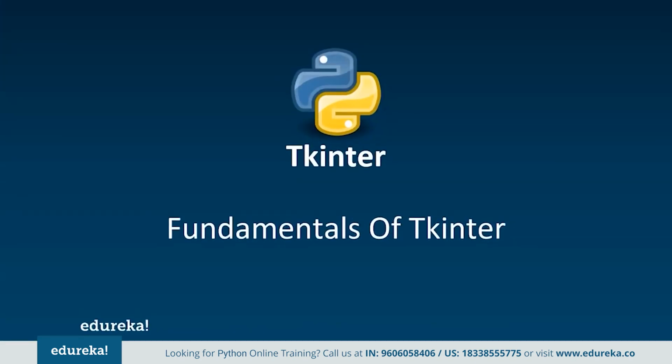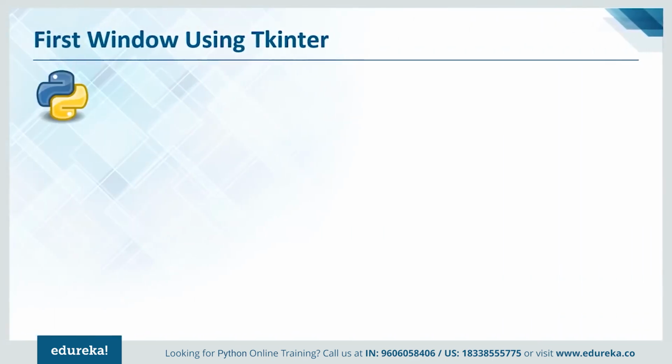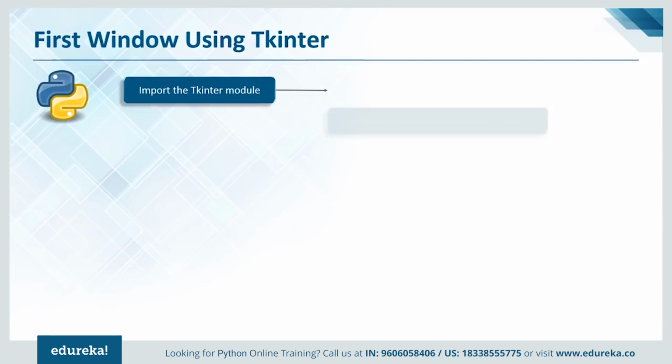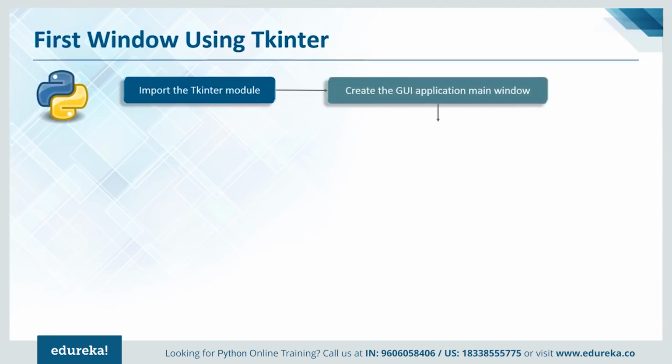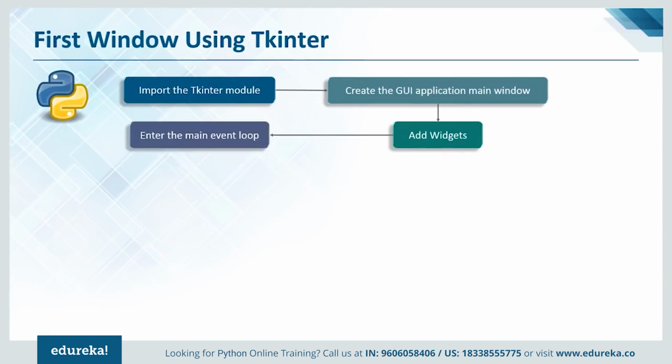So next up, let us start with the fundamentals of Tkinter. Guys, this is how an application actually executes. First, we have to import the Tkinter module and next we create a main window. It is in this window that we are performing operations and displaying visuals and everything basically, right? So followed by that, we add the widgets and lastly we enter the main event loop, guys.